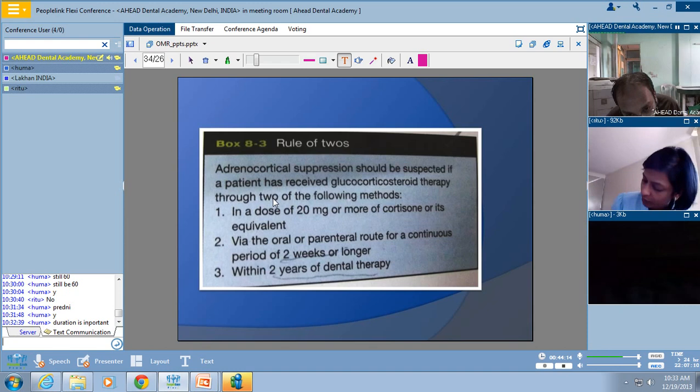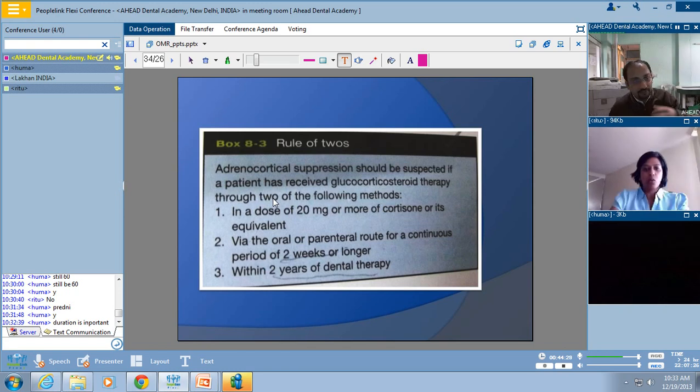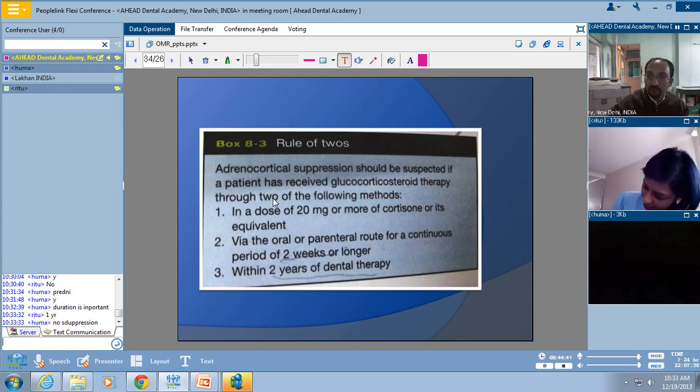Now my next question is, for how long are these adrenal glands suppressed when we give the patient systemic steroid for 2 weeks? Is it one month or 1 year? Yes, it is 1 year. Very good. 1 year. There will be suppression. It will not be no suppression. There will be suppression, but it will not be stress related.